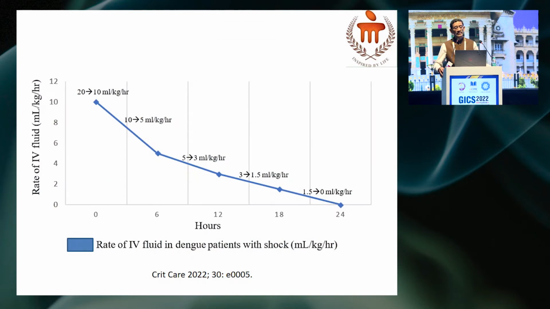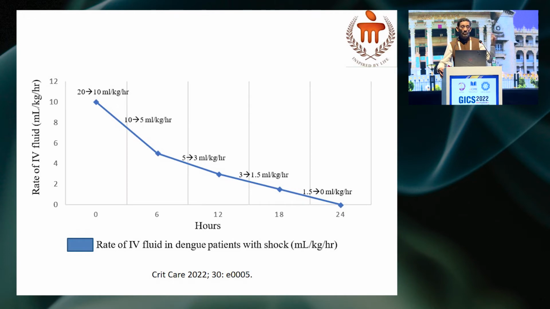I told you earlier that there is a very dynamic change. Unlike other conditions, please note that within 24 hours, the requirement, which was about 20 ml per kg per hour, can rapidly come down to 1.5 ml per kg per hour. So those who are managing severe dengue should be keeping a very close watch on the patients.